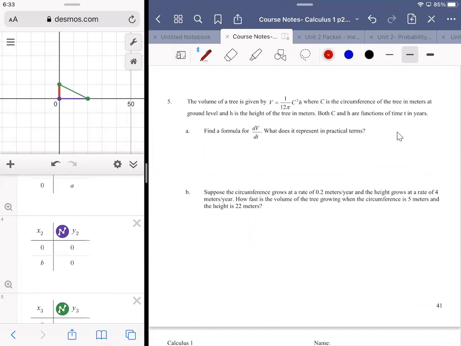So let's take a look at number 5, where it says the volume of a tree is given by this formula. It's a pretty perfect tree in the sense that you can model it with an actual function. C is the circumference of the tree in meters at ground level, and H is the height of the tree in meters. Both C and H are functions of time in years. So part A is just saying, find a formula for dV/dt, which is really just saying, take the derivative of the thing that they gave us.